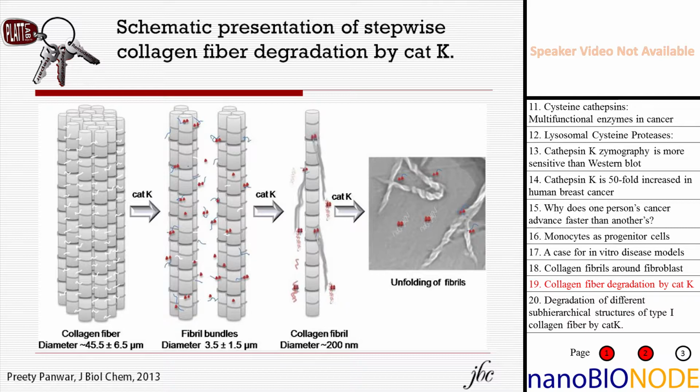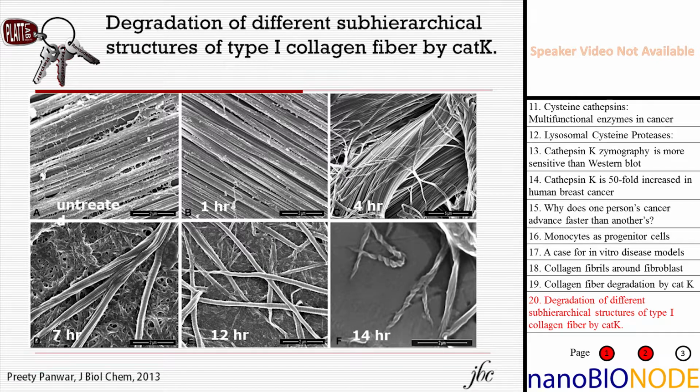So I just want to give you this orientation, and there it says nanometer, so I fit into the nano space. Okay, great. But this paper is great because it actually shows how it's degraded over time by just cathepsin K. So the fibrils start to get loosened, there's GAGs that keep them connected, and then you can see there's fibers, fibrils, bundles, etc.